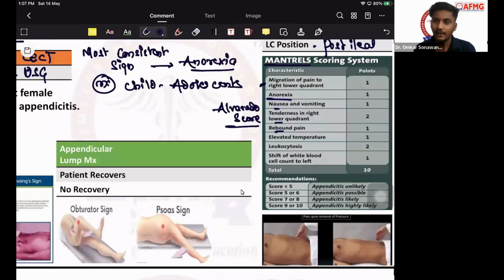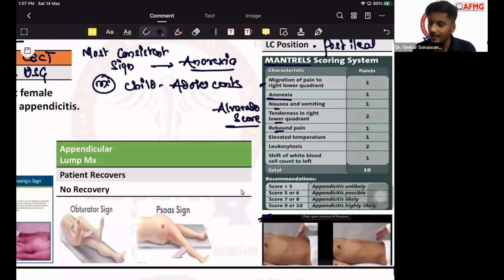R goes for rebound tenderness. What do we mean by rebound tenderness? As you can see in the image given below, here you palpate the right iliac fossa, you press it, and as soon as you release it, there would be pain. And that is what is called rebound tenderness.